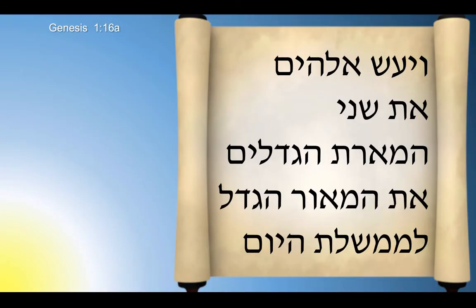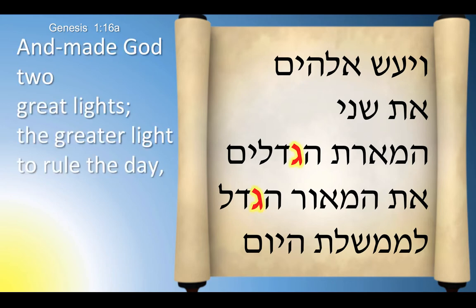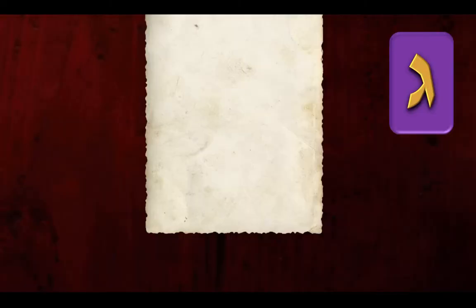Now let's look at Genesis 1:16a. Pause and see how many Gimmels you can find. And there's 2 here. Okay, and made God 2 great lights, the greater light to rule the day. And we have 5 alephs here.